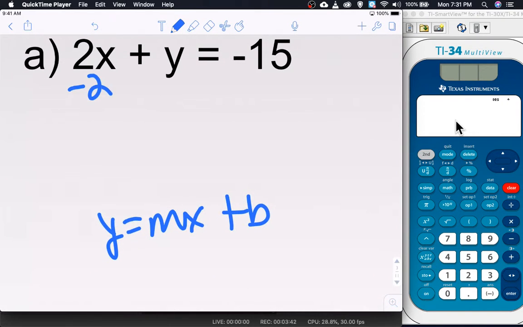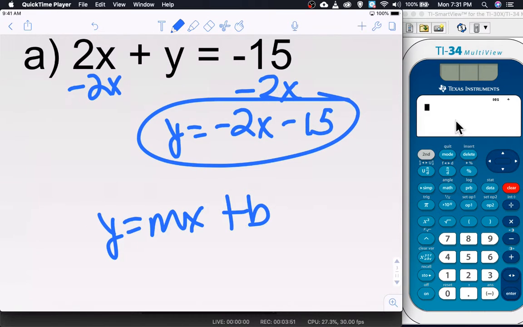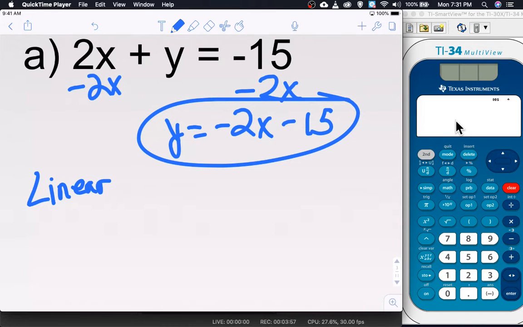If I subtract 2x on both sides, I can get the y by itself, and this is perfect slope-intercept form. So linear? Yes, it is. Now, it said if it was linear, find the slope and the y-intercept. Instead of writing out slope and y-intercept, I'm going to put m, because that's my slope variable, and b, because that's my y-intercept variable. My slope is negative 2, my intercept is negative 15. Done. That is linear. It has a slope of negative 2, it has a y-intercept of negative 15.